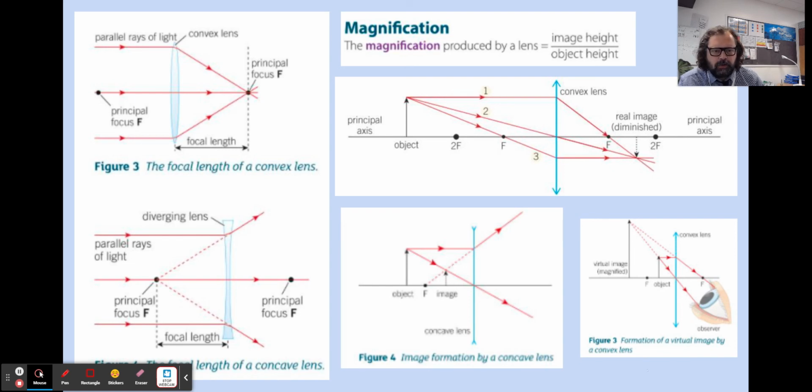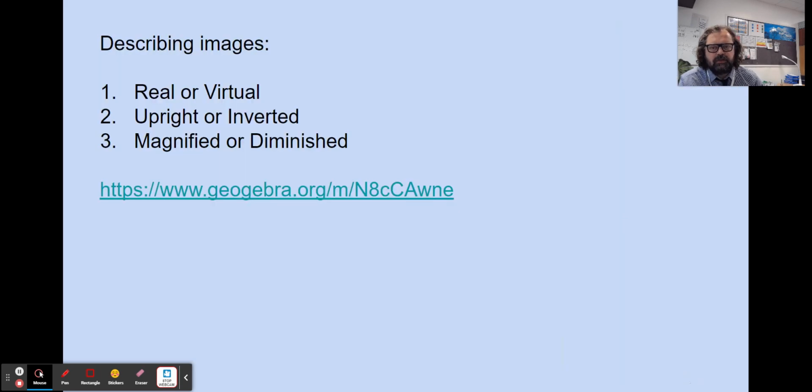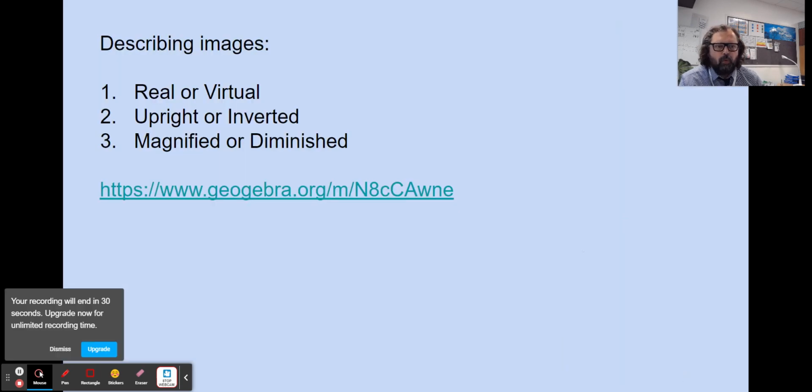So make sure you are completely happy with drawing these diagrams, and if they're to scale, you can calculate the magnification using this equation here. Remember your words for describing images, and there are always 3. Are they real or virtual, upright or inverted, magnified or diminished?